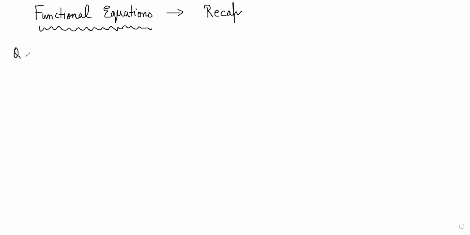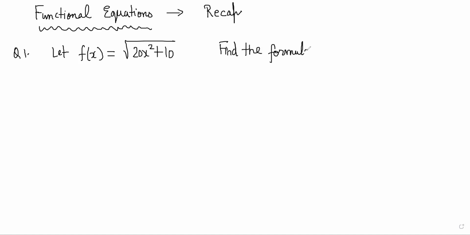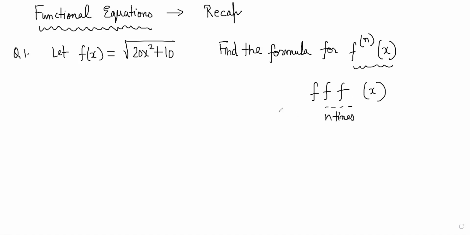We'll start off with question number 1. This says let f of x be equal to root over 20x square plus 10. You have to find the formula for f of n of x, where the notation means f applied n times to x. So you're doing composition n times. As we had learned in the previous video, the fixed point method, we can apply that here.